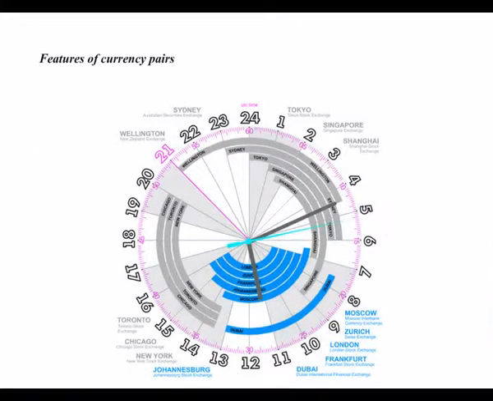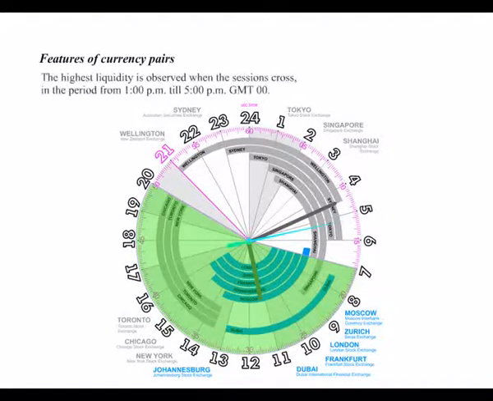The most appropriate time to start trading with this currency pair is the opening of the European trading session, lasting till the end of the American session. The highest liquidity is observed when the sessions cross, in the period from 1 p.m. till 5 p.m. GMT 0.